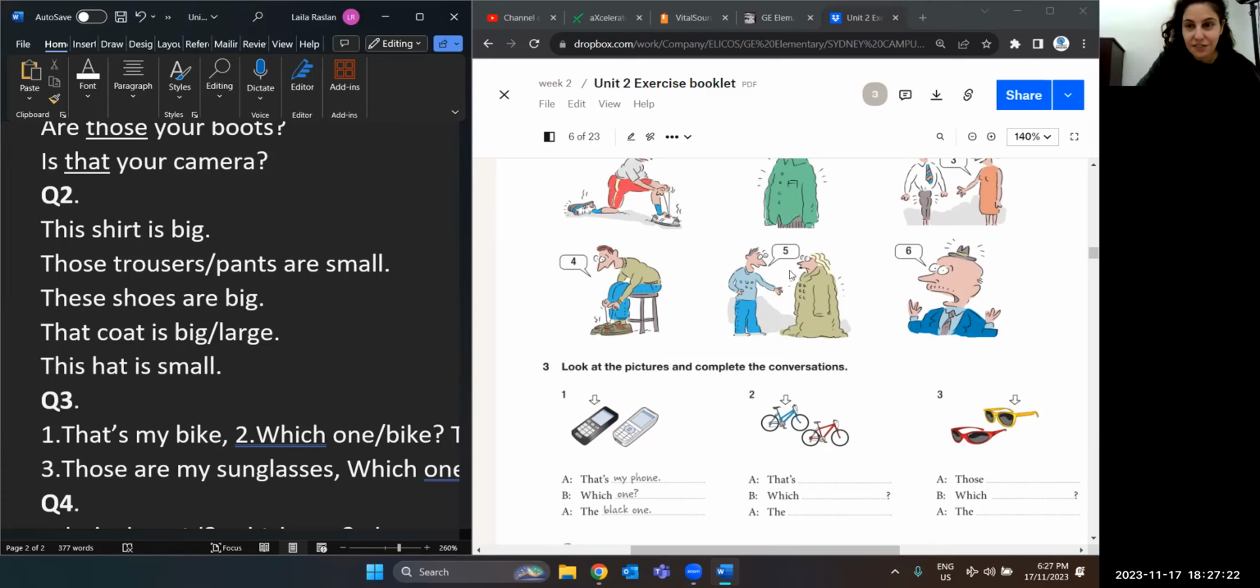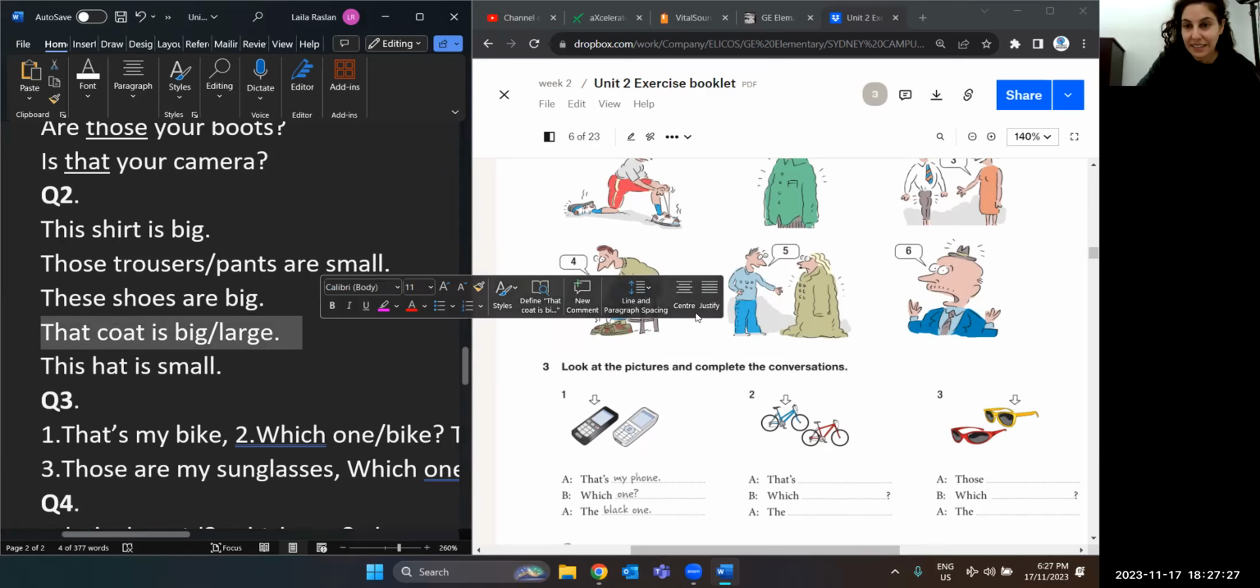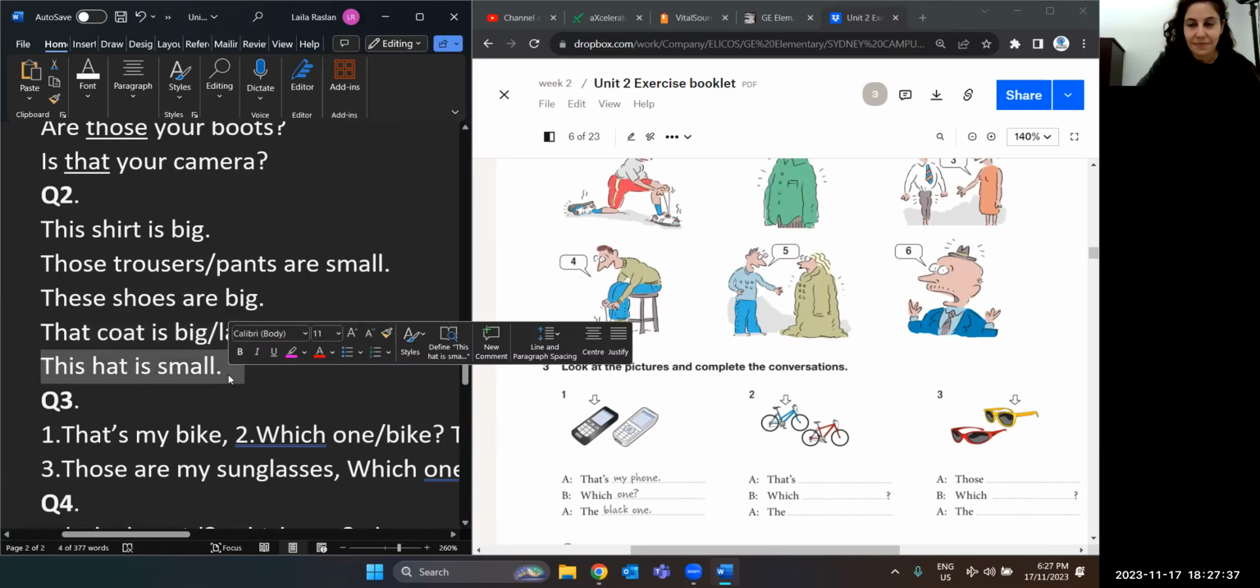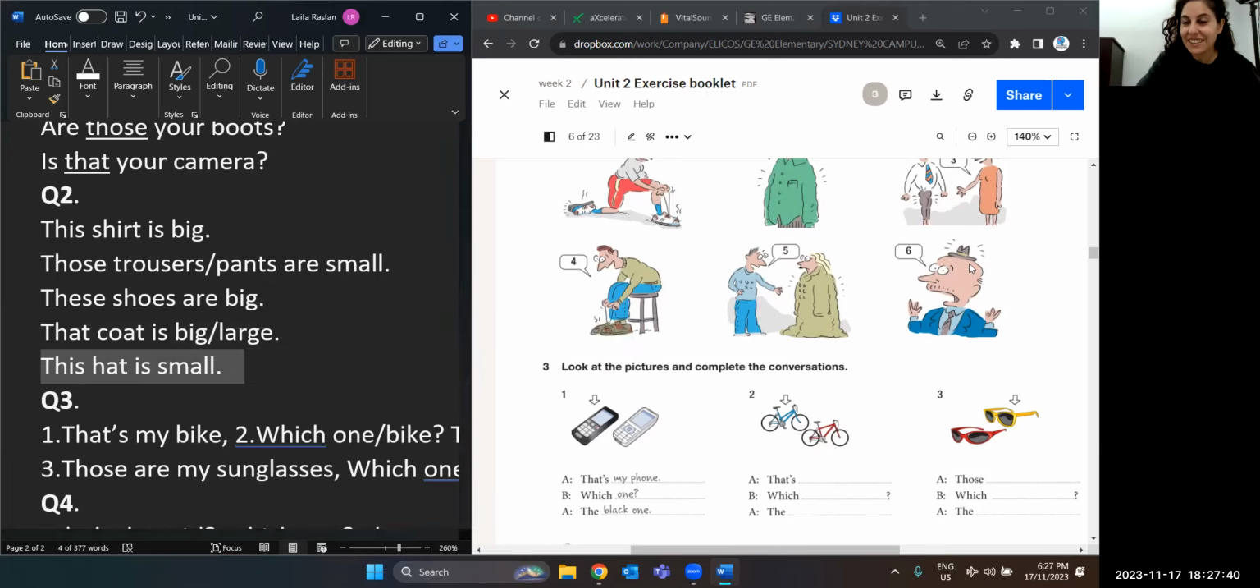Number five, that coat is big, is large. Six, yeah, this hat is small. This, because it's close, it's on him.